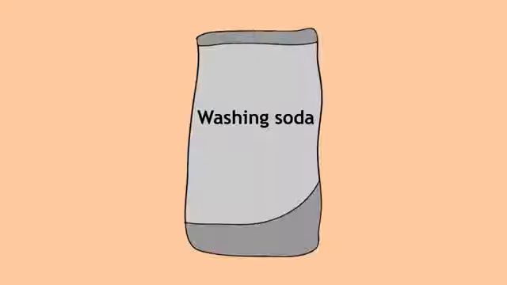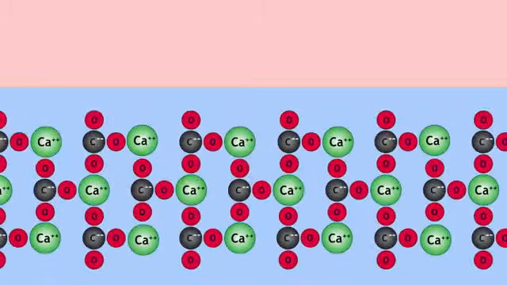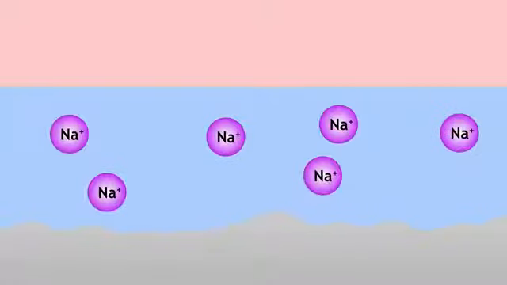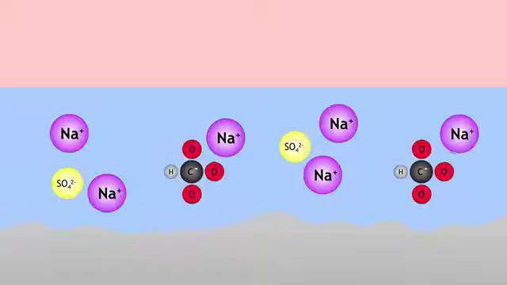Enter washing soda, sodium carbonate, much cheaper than soap. When you add the soda, the calcium ions join up with the carbonate ions, forming limestone as a precipitate, leaving water free of the hard ions. Now only the sodium ions remain in solution, balancing the sulfate or hydrogen carbonate that used to be with the calcium.